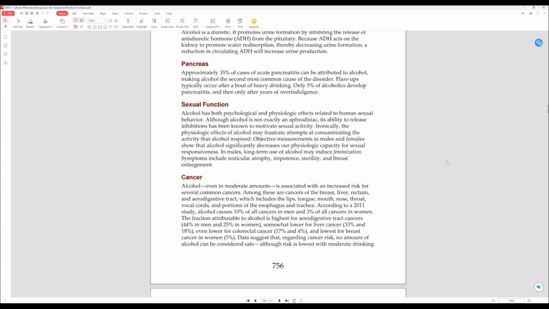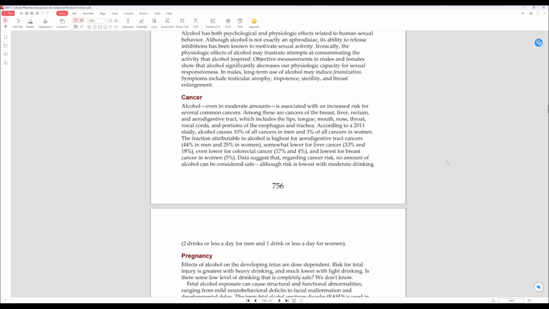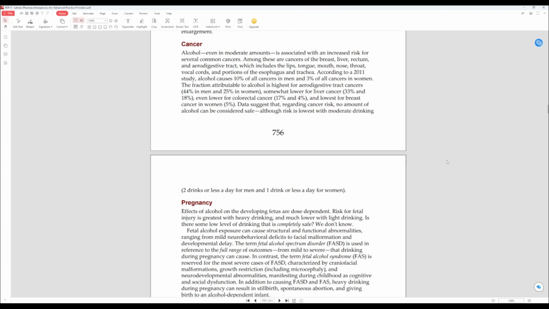In males, long-term use of alcohol may induce feminization. Symptoms include testicular atrophy, impotence, sterility, and breast enlargement. Cancer. Alcohol, even in moderate amounts, is associated with an increased risk for several common cancers.